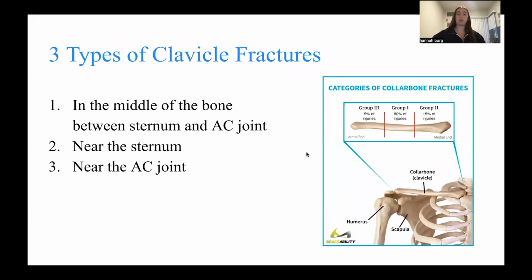Next, we can look at the three types of clavicle fractures. So we have the first one being the most common, and it's right in the middle of the bone between the sternum and the AC joint. The second one we have is most medial near the sternum, and it's the second most common. And then the least common, which only accounts for about 5% of the injuries, is the most lateral, which is near the AC joint.